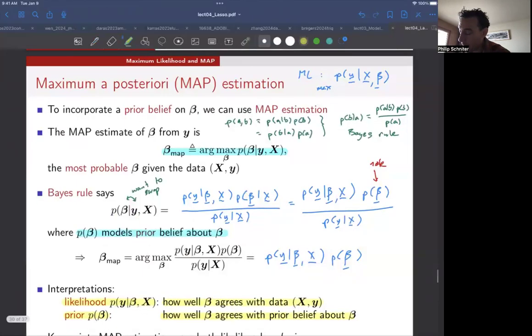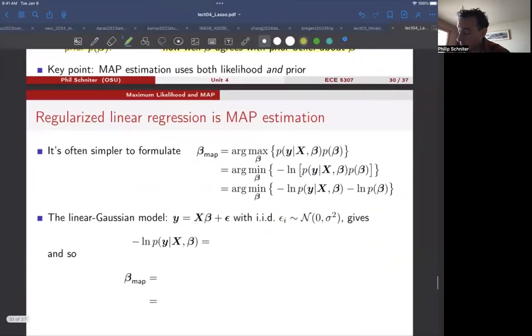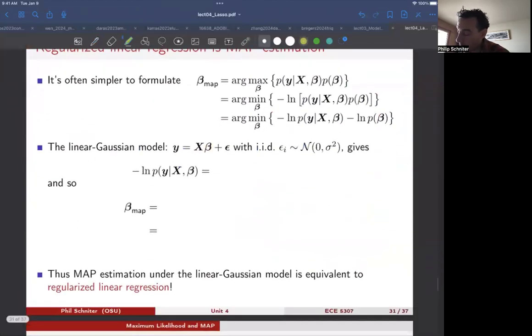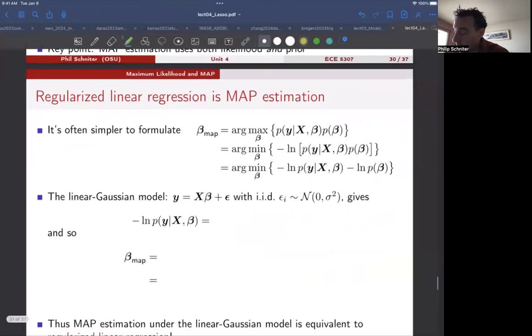Okay, so this is MAP. Let's see some examples. Oh, actually, one last thing before we see the examples. Similar to how we did this with maximum likelihood, here we have the product, maximizing the product. But we said that that's equivalent to minimizing the negative log of the product. And finally, when we take the log of this product, we get minus log of the first, minus log of the second.